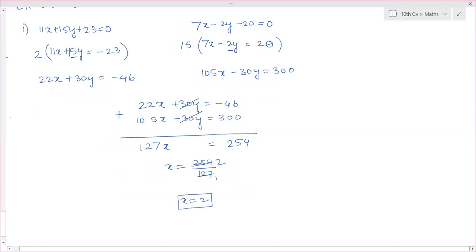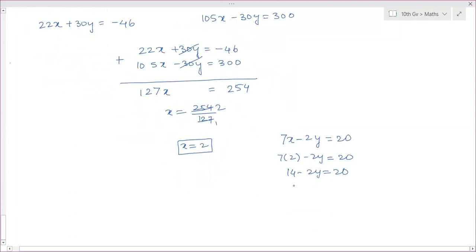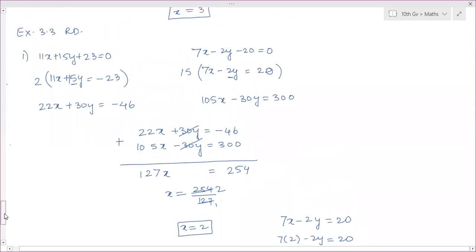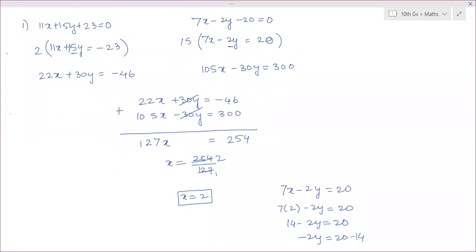Now substitute the value of x in any one of the equations. Anything you can choose. For the second equation, I will choose 7x minus 2y is equal to 20. 7 into 2 minus 2y is equal to 20. 14 minus 2y is equal to 20. So minus 2y is equal to 20 minus 14, that is plus 6. y is equal to 6 by minus 2, that is 3 with a minus sign. y is equal to minus 3. Method clear? Yes, ma'am. Okay. Note down.